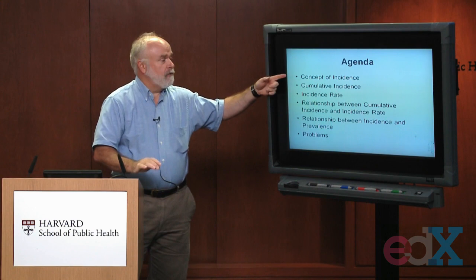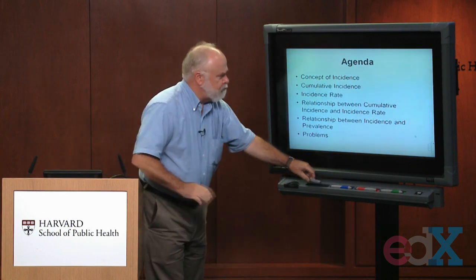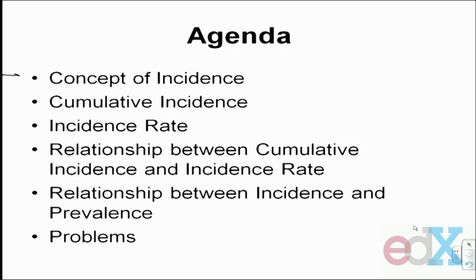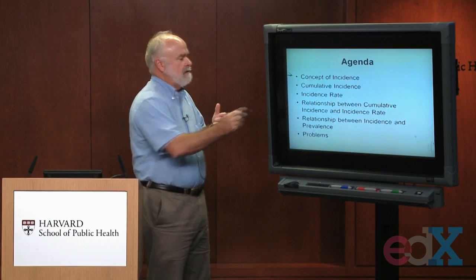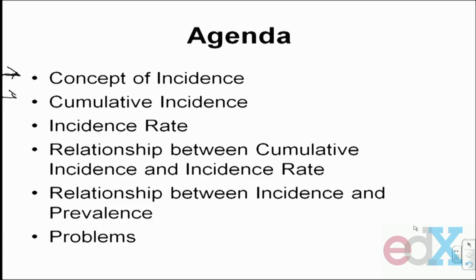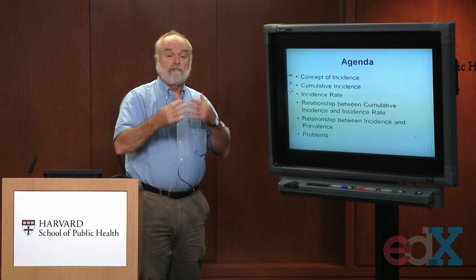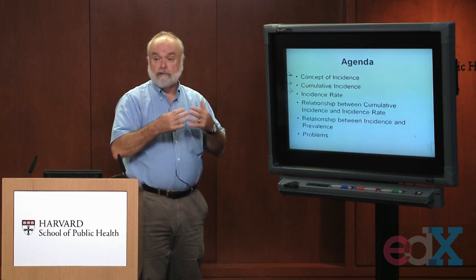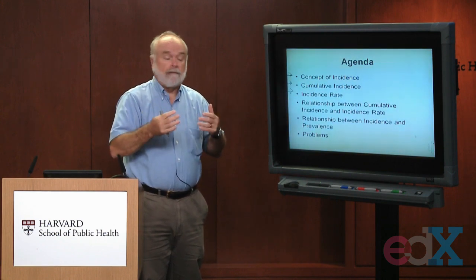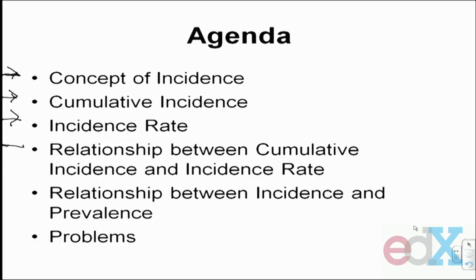I'm first going to give you an overview of the concept of incidence, what actually incidence is, and then I'm going to talk about how we can measure incidence using two different techniques. First, I'll talk about measuring something called the cumulative incidence, and then in the following lecture, I'll talk about measuring incidence rates. After that, I'd like to explain the relationship between those two measures because they're both measuring something in common. So I'll talk about the relationship between cumulative incidence and incidence rates.